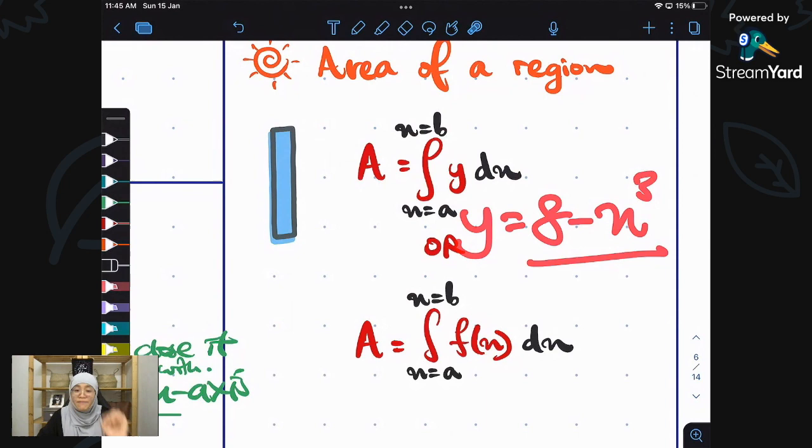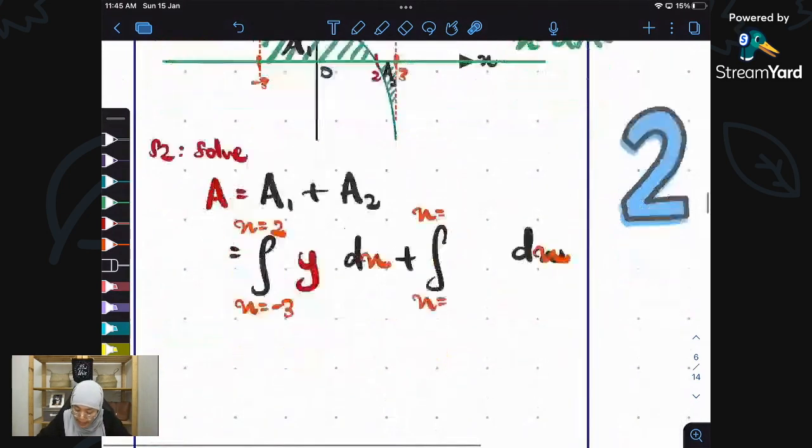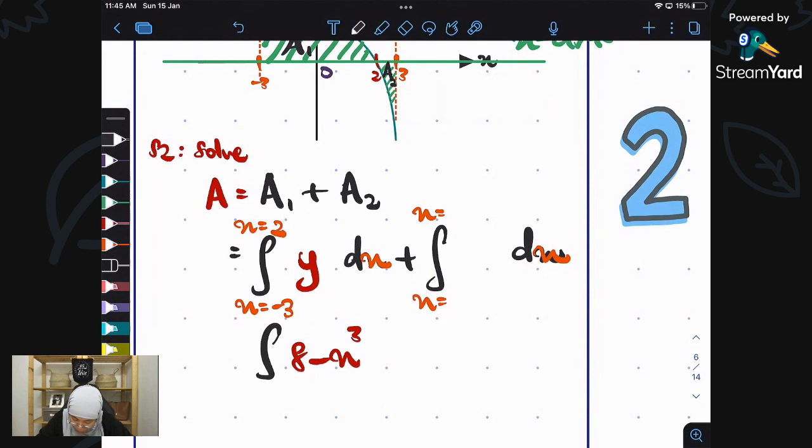So 8 minus x cubed will be there. Okay, so 8 tolak x cubed akan berada di dalam integral ini. So it will become negative 3 until 2 and then tutupkan dengan dx. That is our first region, A1. Okay, this is A1. How about A2?